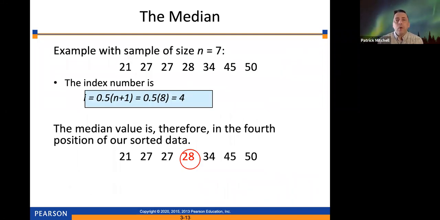So for example, with a sample of size n equals 7, notice that these values are already in ascending order. The index number, as I define it, is I equals 0.5 times n plus 1, which is 0.5 times 8, which is 4. So that means the median is the 4th position in the sorted data. So the median for this sample would be 28.